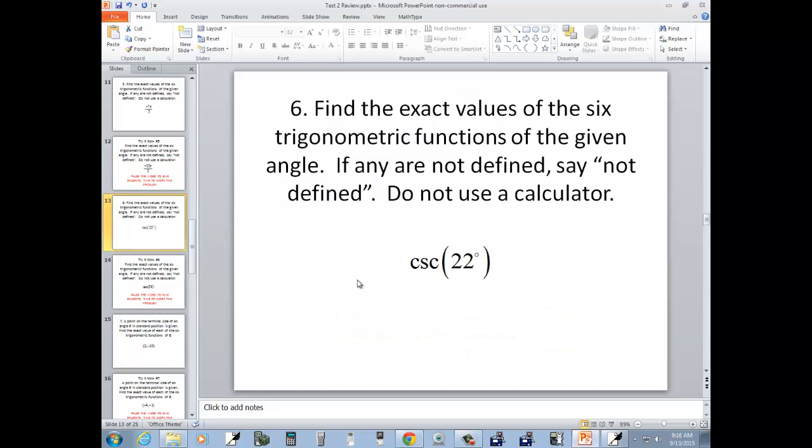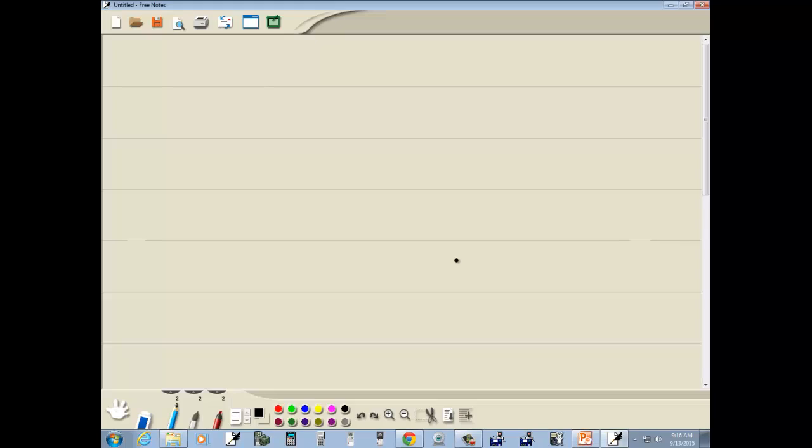Okay, this is a calculator-based one. We want to find cosecant of 22 degrees. Now, we're always going to round to 4 decimal places, so keep that in mind. So we've got cosecant 22 degrees. We don't have cosecant on our calculator. But remember, cosecant is equal to 1 over sine. So we can rewrite this as 1 over sine of 22 degrees.